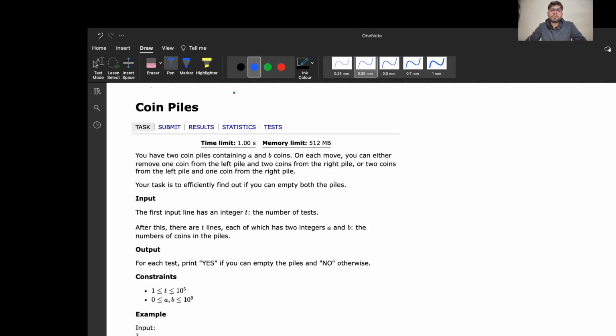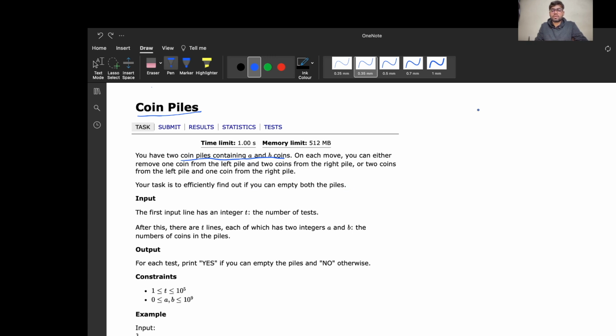Hey everyone, welcome back to this channel, and today we are going to solve the coin piles problem. The statement of this problem is: you are given two coin piles containing A and B coins, and on each move you can either remove one coin from the left pile and two coins from the right pile, or two coins from the left pile and one coin from the right pile. Your task is to efficiently find out if you can empty both the piles or not.